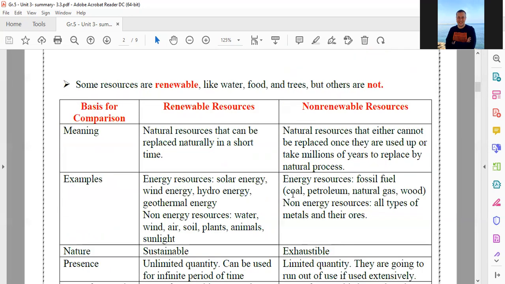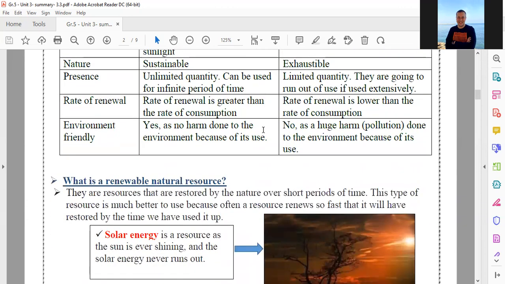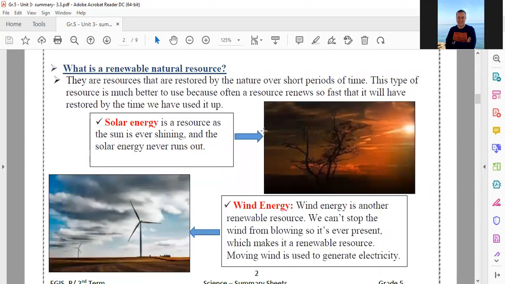Yes, when we burn the coal or the natural gas, it produces smoke. This smoke contains harmful gases that will harm the environment and living things, even humans. Yes, for sure. So till now, this is okay. Any question in this part before we move on?